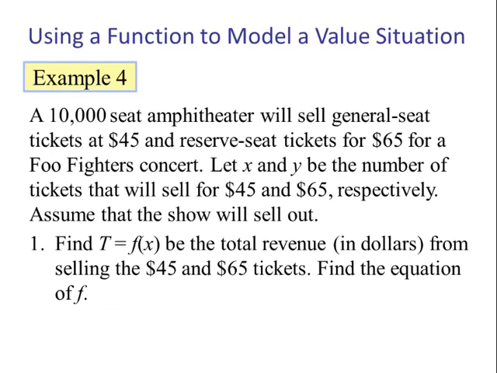Example 4. A 10,000 seat amphitheater will sell general seat tickets at $45 and reserve seat tickets for $65 for a Foo Fighters concert.